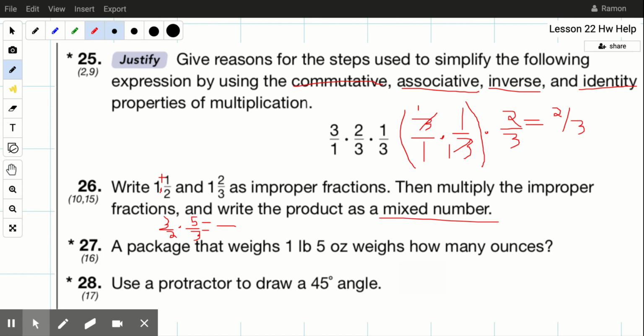27, a package that weighs 1 pound 15 ounces is how many ounces? Well, we already know that it's 15 ounces, which is great. Sorry, I said 5 ounces. 15 ounces. And then we just have to convert 1 pound to ounces, which is 16 ounces. And then you combine the two.